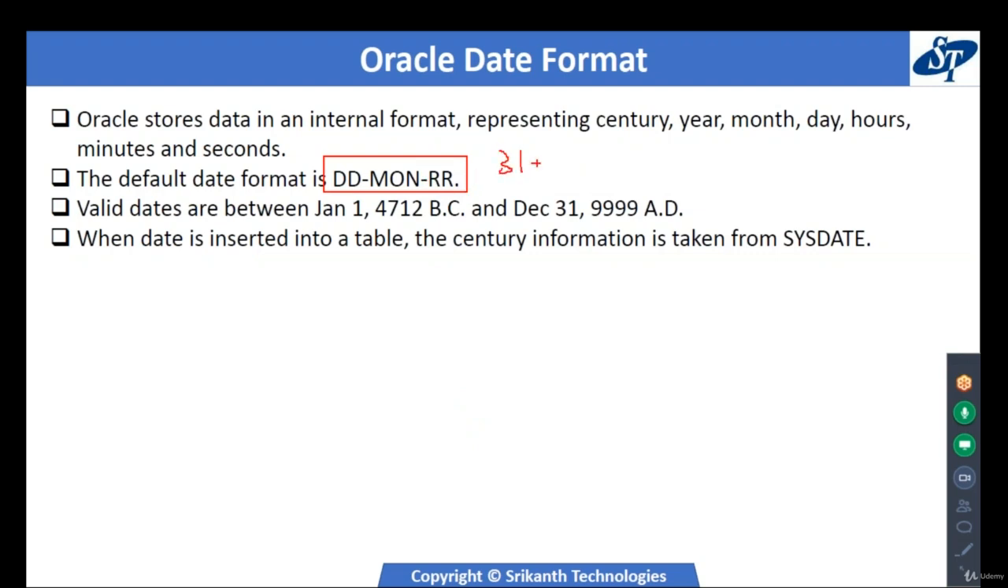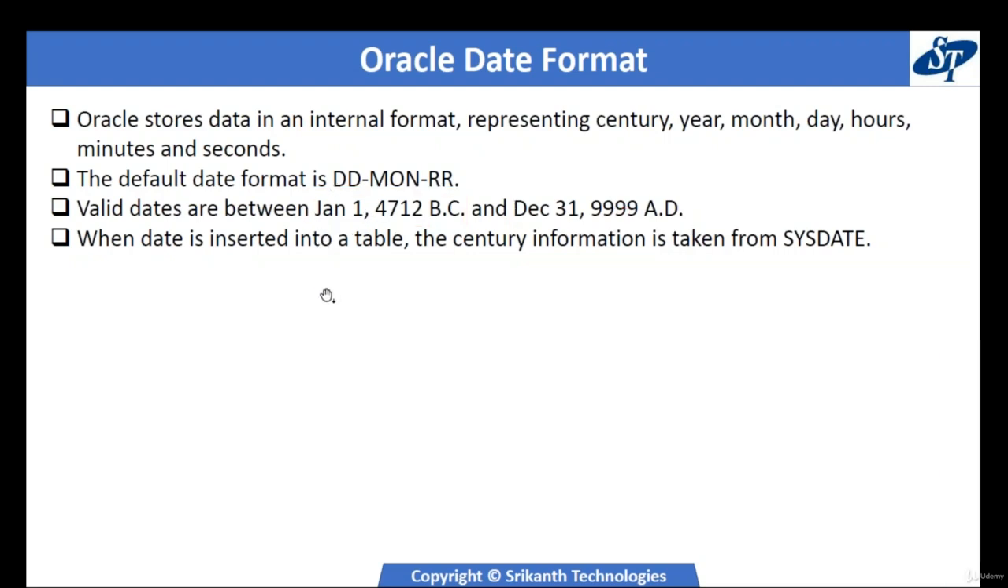For example, today is 31st August 2019. So it's going to put it like this if you talk about SQL Plus. But in SQL Developer, it's coming in the format in which I configured my system. And these are the valid ranges. So it goes from 1st January 4712 BC to 31st December 49 AD. That is the range of dates supported by Oracle.